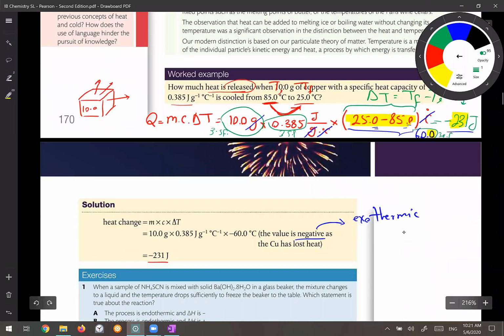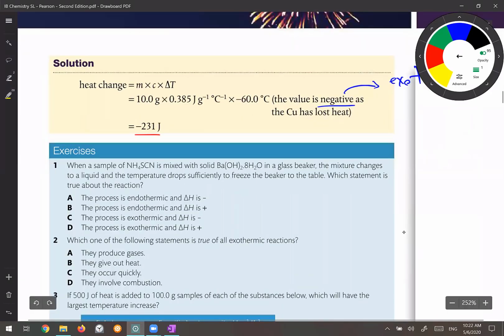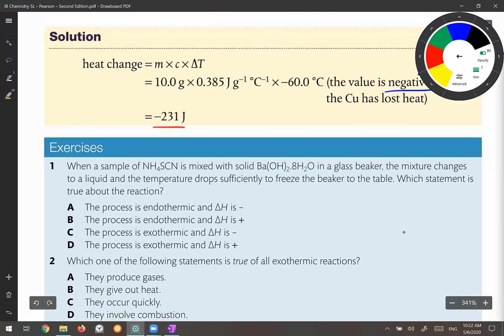Let's move on to the exercise that we have here. Let's answer each one of them. Question number 1 says, when a sample of NH4SCN, ammonium thiocyanate, is mixed with the solid Ba(OH)2·8H2O, barium hydroxide octahydrate, in a glass beaker, the mixture changes to liquid and the temperature drops sufficiently to freeze the beaker to the table.